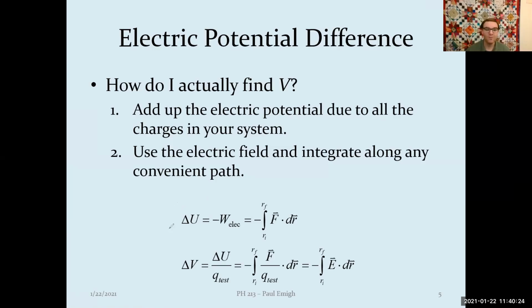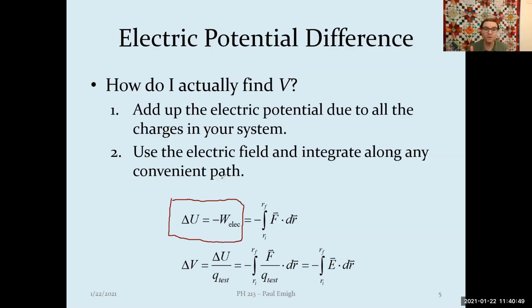You'll see that we can go back to our basic 211 knowledge, where we defined the change in potential energy to be the negative work done by the force. Actually, there's a restriction on this. This force has to be a conservative force for us to be able to do this, but good news, the electric force is a conservative one, which means we're allowed to make this definition.